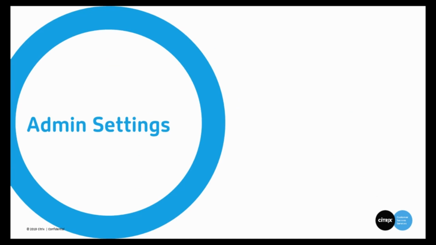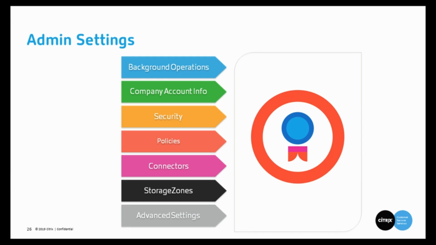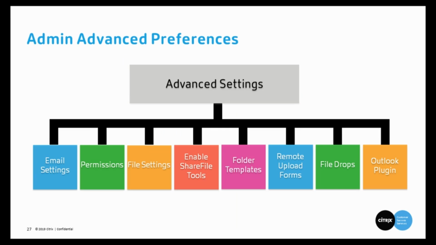Now, let's discuss the admin settings. So for the admin settings, we have different other options than the ones that I mentioned. As an example, we have the background operations, which, as we mentioned, are where files are processed and will show their progress. Security, where the DLP will be configured. Policies will be where basically all of the group policies will be created to manage different groups. And the connectors, storage zone setup.